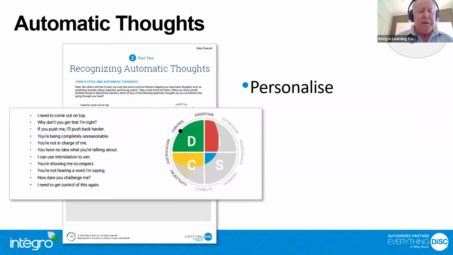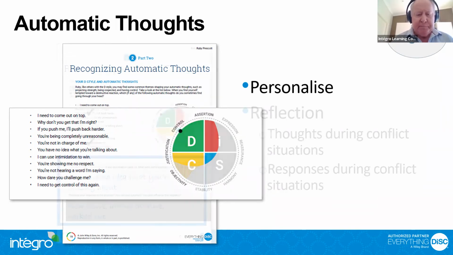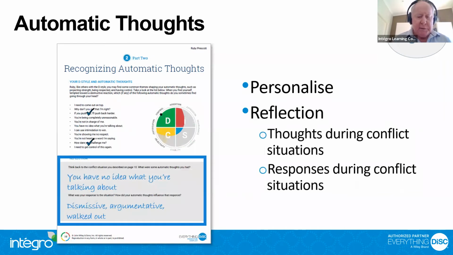And once I know what these automatic thoughts are, I can start to recognize them when they start coming up in future. So at this point, we're going to go back to our case study, as I called it. The conflict situation you described that you wish you'd handled differently. So what were some of the automatic thoughts that you had? And here's an example for Ruby. Her thought was, you have no idea what you're talking about. And so the behavior was dismissive, argumentative, maybe even walk out of the meeting.